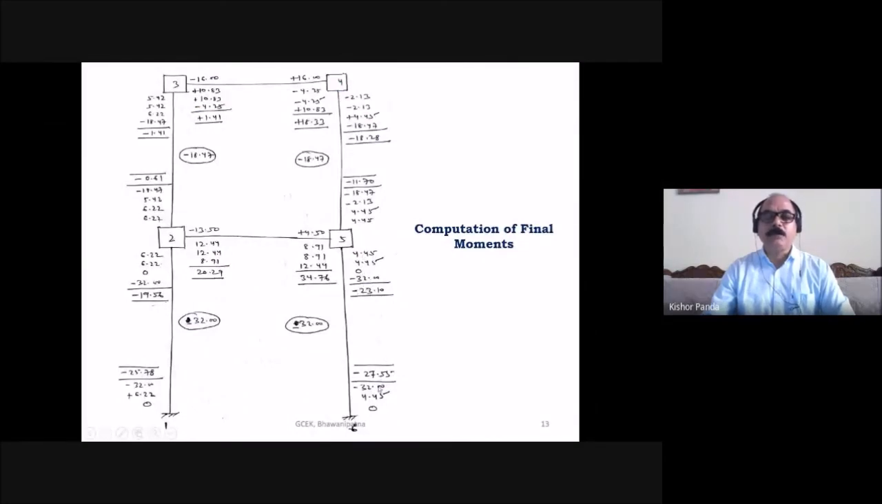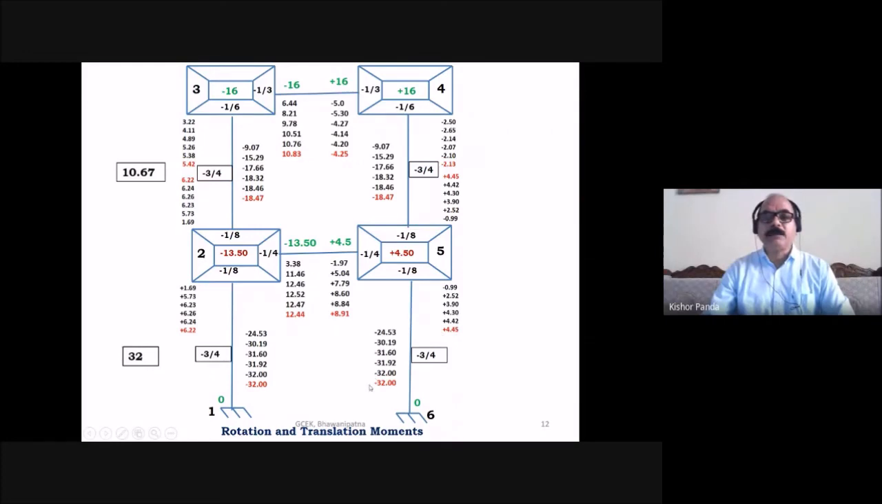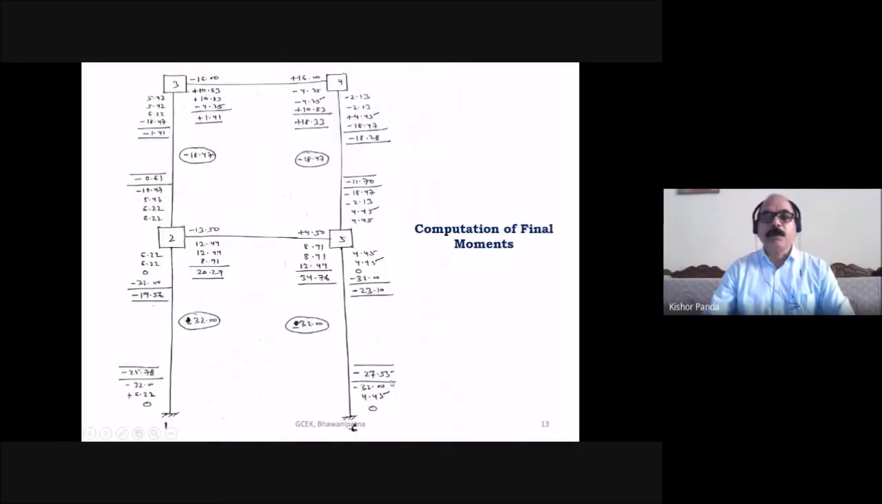Similarly here also you find out. The near end rotation moment is 0, and the fixed moment here also is 0. The far end rotation moment is 4.45, and the translation moment is minus 32. So 0 plus 0 plus 4.5 minus 32. This is minus 27.05.